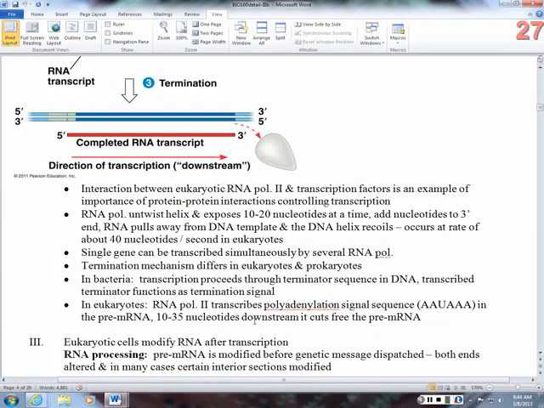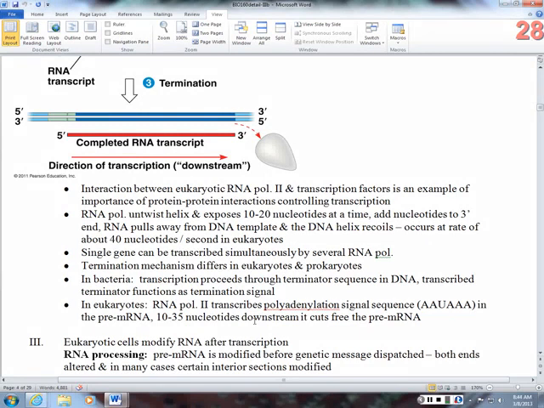So this interaction between the transcription factors is part of the protein-to-protein interactions that help to regulate the process in there. The RNA polymerase is going to untwist the helix and expose 10 to 20 nucleotides at a time in there. And then that's going to add your nucleotides onto the 3' end. And that RNA is going to pull away from that DNA template as it goes, and then the DNA helix will recoil. This is going to occur at a rate of about 40 nucleotides per second in eukaryotes.